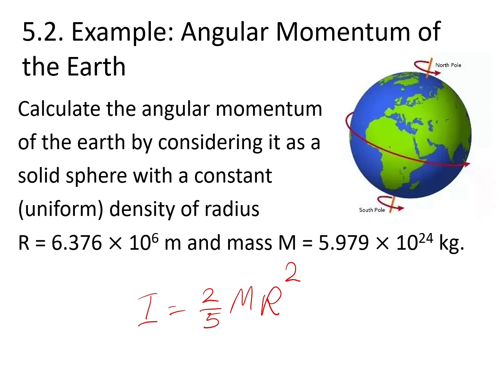The angular velocity comes from Earth's rotation period. Since Earth makes one full rotation in about 24 hours, one rotation corresponds to an angle of 2 pi radians, and the time is 24 hours converted into seconds. So the plan is simple. First, find Earth's angular velocity from its period. Then calculate the moment of inertia using the solid sphere model. And finally multiply moment of inertia by angular velocity to get angular momentum.